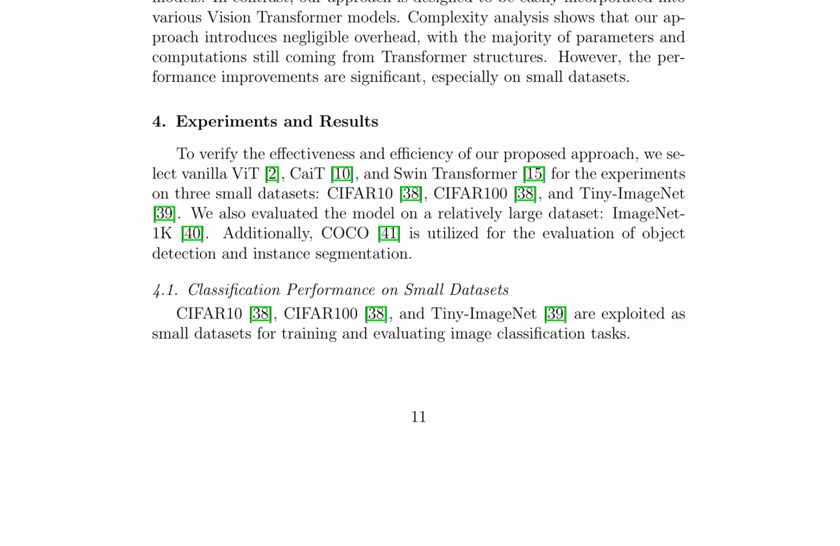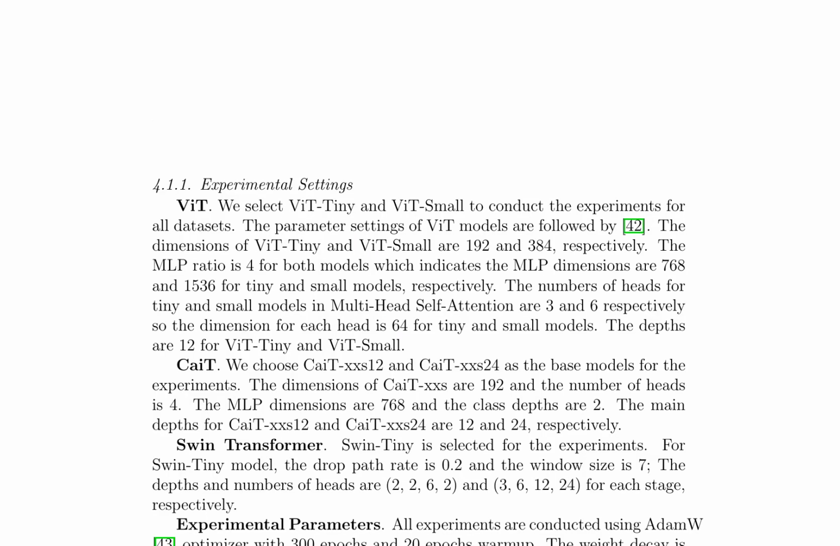The majority of parameters and computations still come from transformer structures, but the performance improvements are significant, especially on small datasets. Experiments are conducted on vanilla ViT, CaiT, and Swin transformer models on 3 small datasets: CIFAR10, CIFAR100, and Tiny-ImageNet. The models are also evaluated on a relatively large dataset, ImageNet-1K, and COCO is utilized for object detection and instance segmentation.